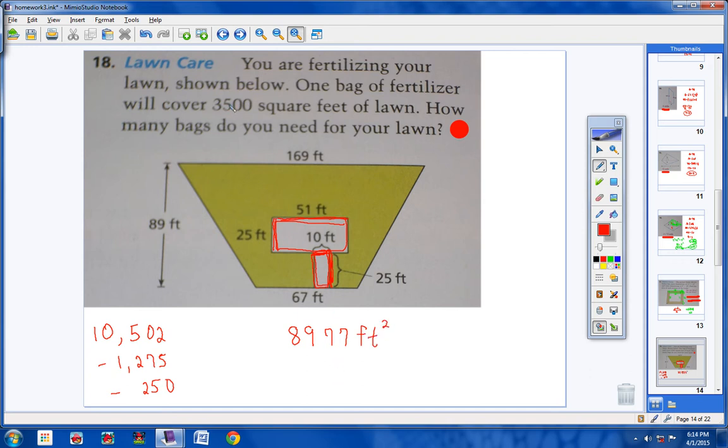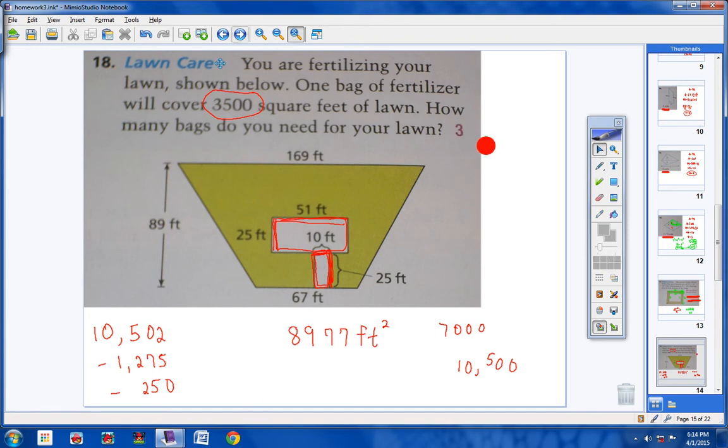Now, students, one bag is 3,500 square feet. If you buy 2 bags, that's only going to cover 7,000 square feet. If you buy 3 bags, that's going to cover 10,500 square feet. So unfortunately, you're going to have some leftover fertilizer, okay? I wish you could go in and buy 2.5 bags, but you can't. So you're going to have to buy 3 bags of fertilizer, all right?